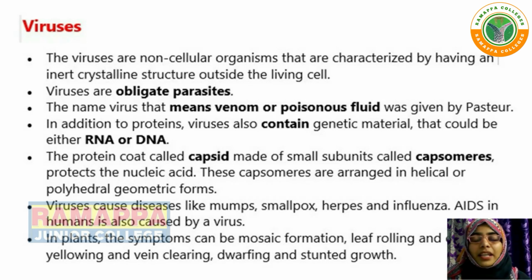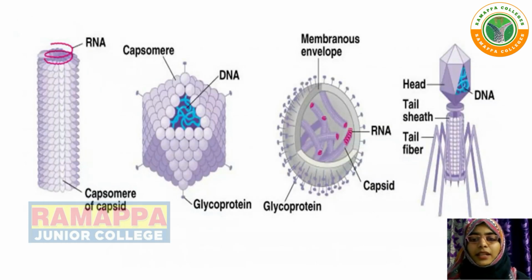These capsomeres are arranged in the form of helical or polyhedral structures. You can see the diagram in the next slide, the diagram of virus structure. Viruses can cause diseases like mumps, smallpox, herpes and influenza. AIDS is also commonly caused by a virus. In plants, mosaic formation, leaf rolling and curling, yellowing and vein clearing, dwarfing and stunted growth are all caused due to viral infections.